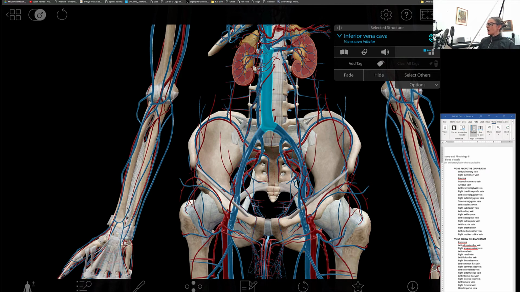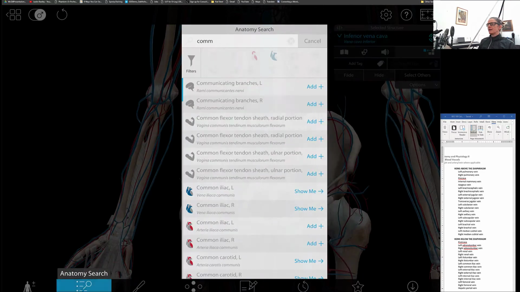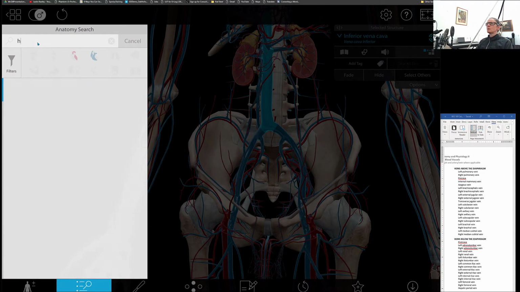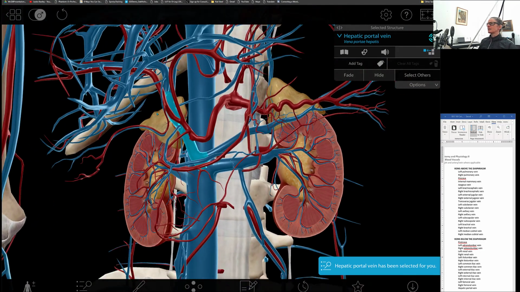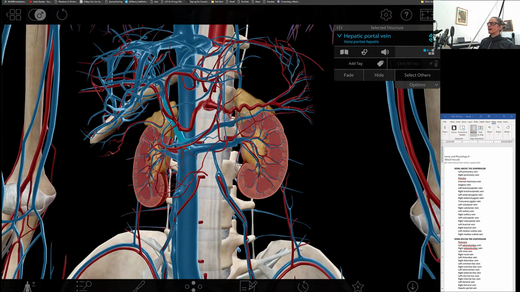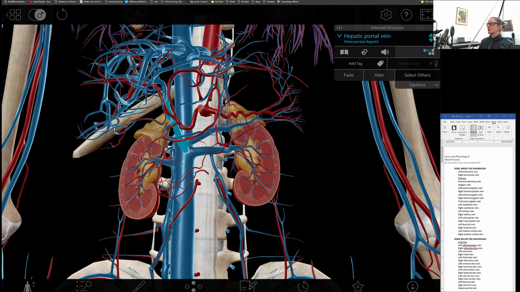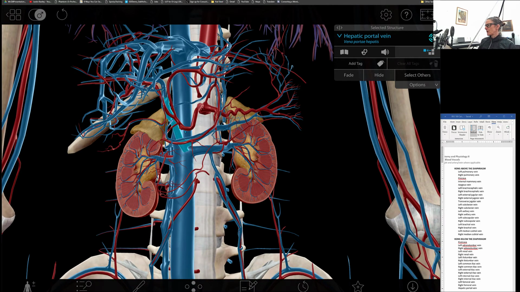Now there's one other vein that we should look at, and that is the hepatic portal vein. And I'm going to have to zoom in on it from here. And what we'll see is that in the cat, if we happen to have a cat that has the yellow latex injection, which shows the hepatic portal system, we'll see the hepatic portal vein show up very nicely.